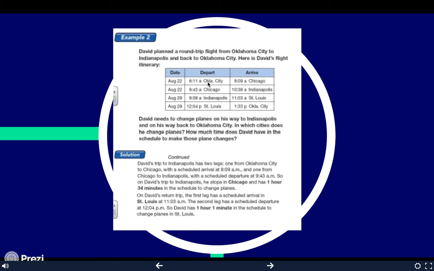So what you're going to do is, when you arrive in your arrival city, which is Chicago on the first leg of the trip, you want to see what time his second plane leaves. So if he arrives at 8:09, then we're going to count up to 9:43. Now, 1 hour when we count up is 9:09, and then we're going to count up from 9 to 43, and we find that that's 34 minutes. Altogether, you have on your Chicago leg 1 hour and 34 minutes to change planes.